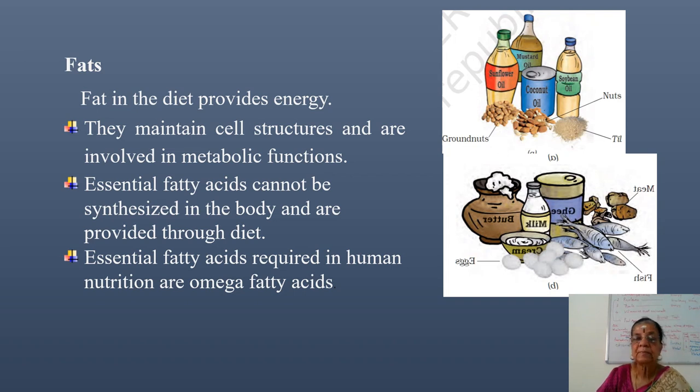Is it clear? So just go through this: fats, animal sources and plant sources. Animal sources are butter, milk, egg, fish, meat. They are all animal sources. Just follow along, it is given in our textbook lesson.